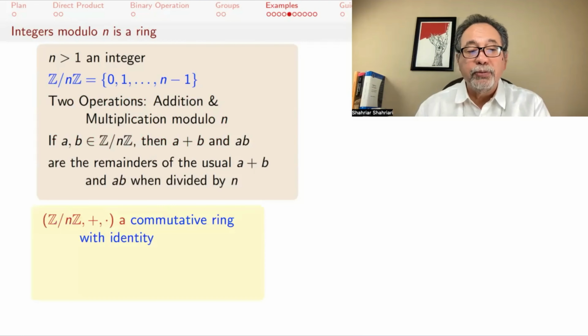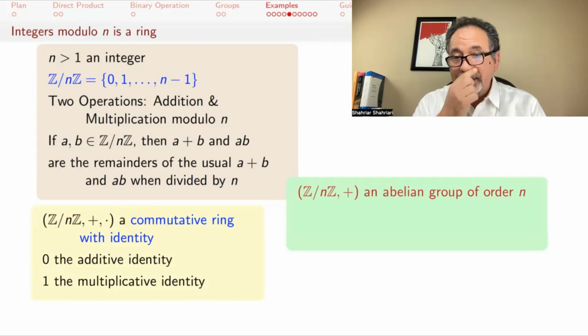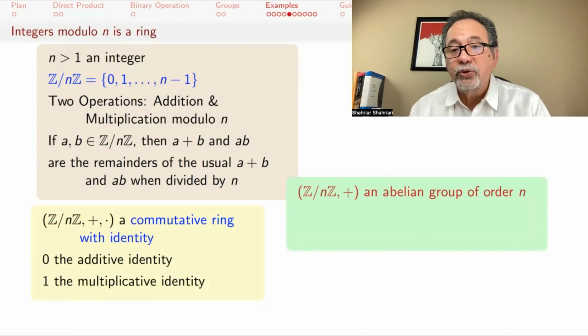Z mod nZ with plus and multiplication, with this addition and multiplication modulo n, is a commutative ring with identity. 0 is the additive identity. 1 is the multiplicative identity. And because of that, Z mod nZ with plus is an abelian group of order n. And I have a complete proof of that in a video, including a proof of associativity.